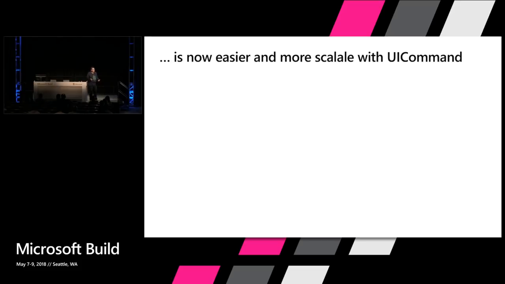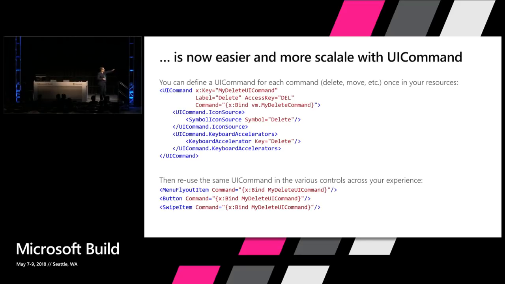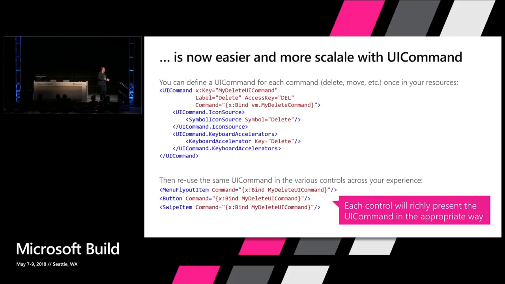And so to help you with that, we've introduced UI command. So UI command bundles together all the kind of UI information around a command. Its label, its icon, its access keys, its keyboard shortcut, its tooltip string, and so forth. So you can define it once in your resources. And then every place where you want to show that command, you can just refer to it. So in your menu flyout, in a button, in a swipe item, and so on and so forth. And all the different command controls that we have, surfaces, will present it in the appropriate way. And so the swipe control will show the icon with the label and so forth in the right way. The menu flyout will show it in the right way, et cetera. But you could just define it once. This really should streamline, make it a lot easier for you to manage commanding in a rich way in your application. So we're really excited about this improvement.